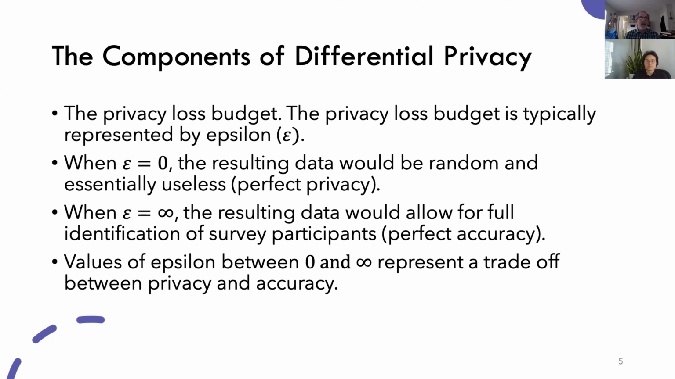Likewise, if you have an epsilon that's very large, approaching infinity, the resulting data would basically allow for the full identification of any participants in the survey. In other words, you're looking at raw data. So what you want is a value of epsilon somewhere between 0 and a large number, in order to have a trade-off between accuracy and privacy. And so the values between 0 and infinity represent that trade-off between privacy and accuracy.